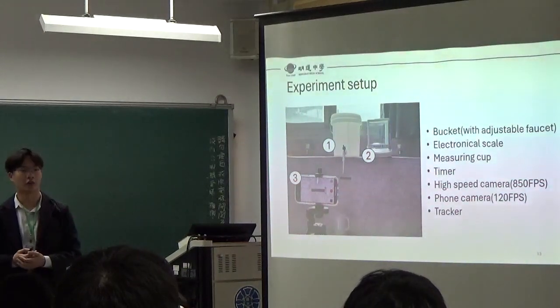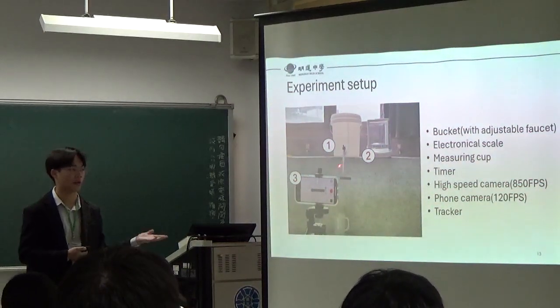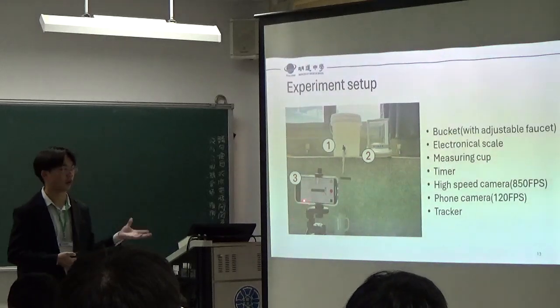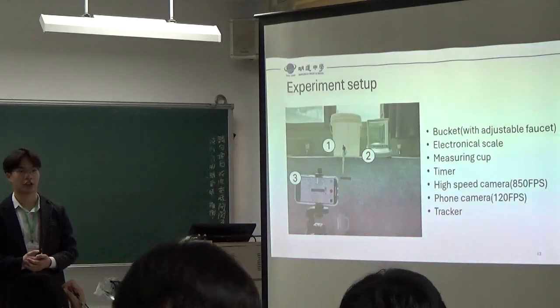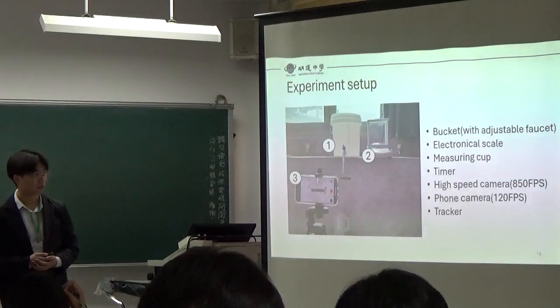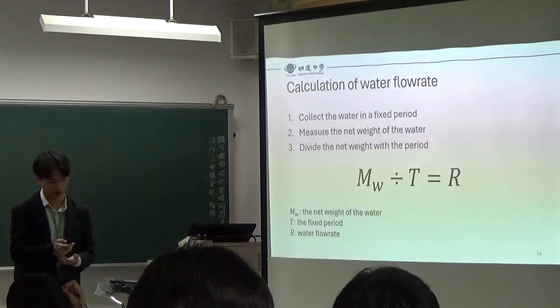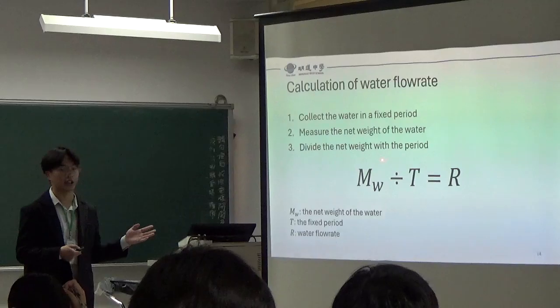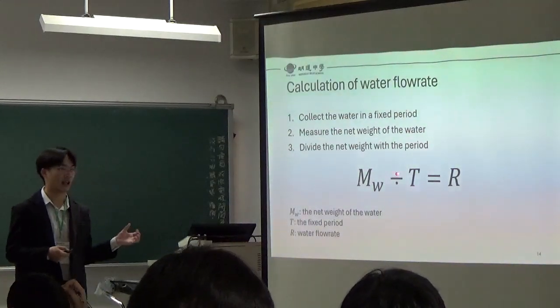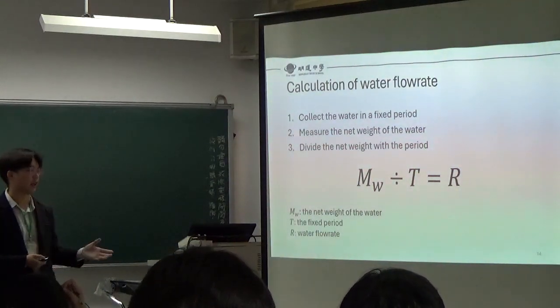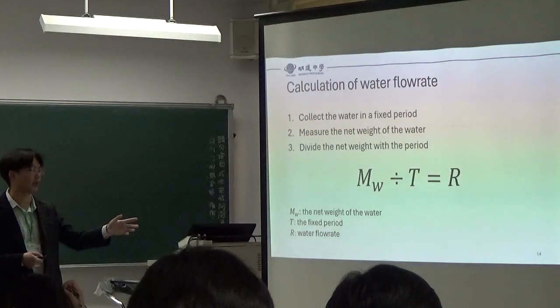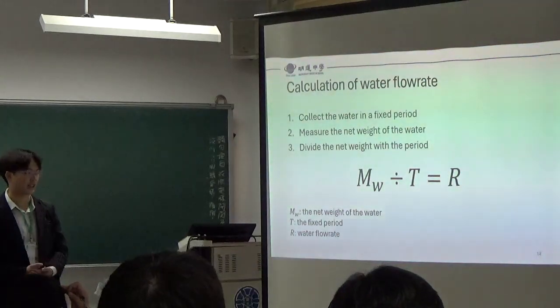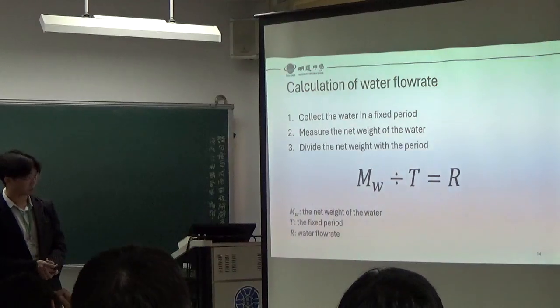And about the interval tracking, I film in slow motion, and I record a video, and I put it into Tracker to get an exact time interval. And this is how I calculate my water flow rates. So I got the net weight of the water that I collect in 30 seconds, and I divide it by the fixed period, 30 seconds, then I can get my flow rates.